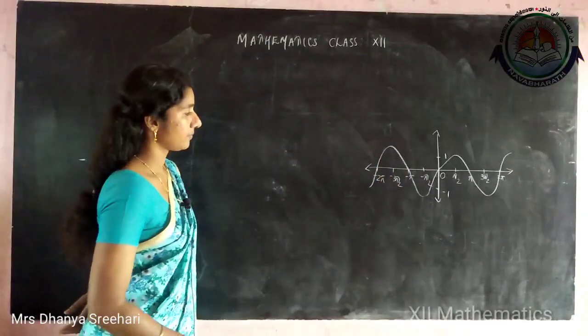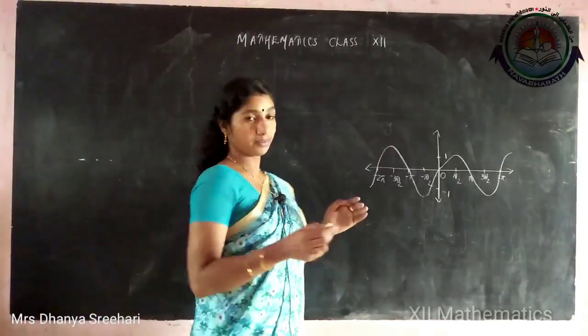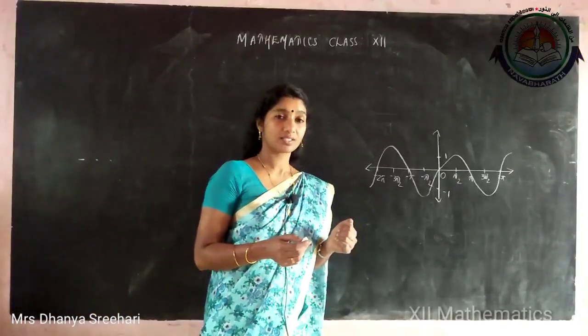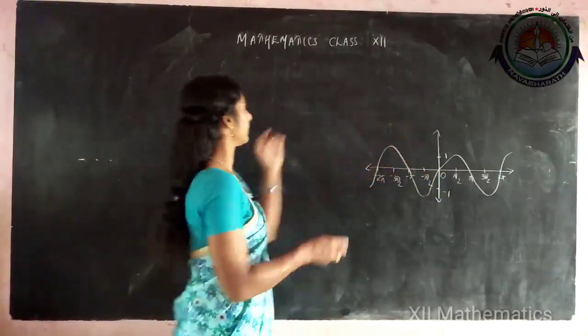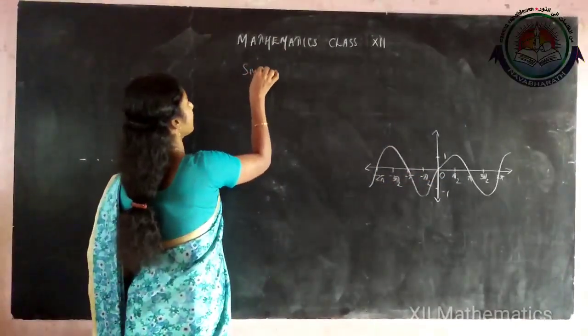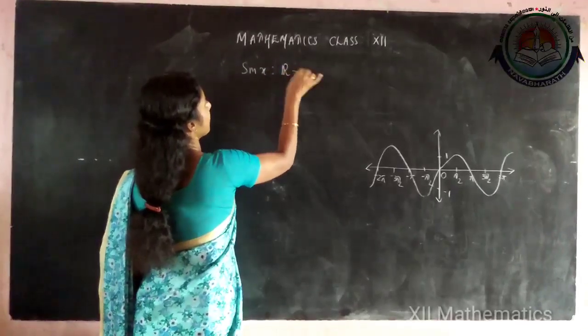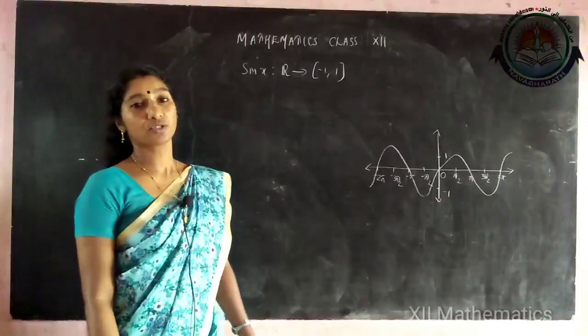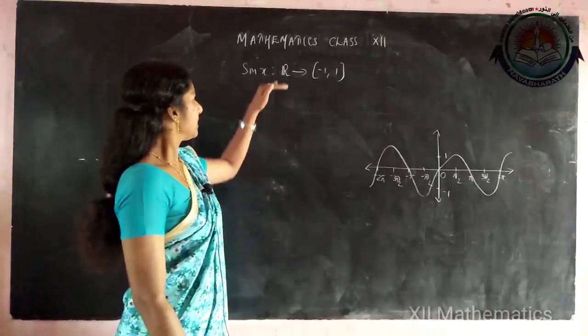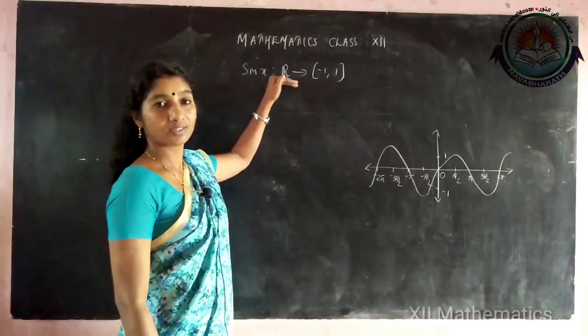And yesterday in the previous class we discussed that we are taking the full set of real numbers as the domain of the sine function. Sine function is defined from R to [minus 1, 1]. Now this function is not a 1-1 function.